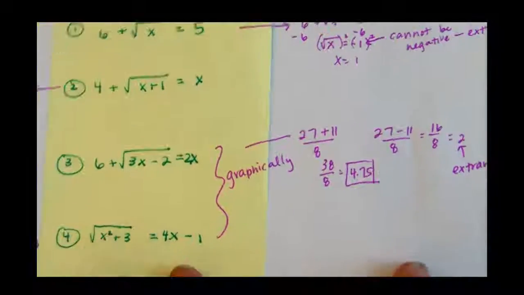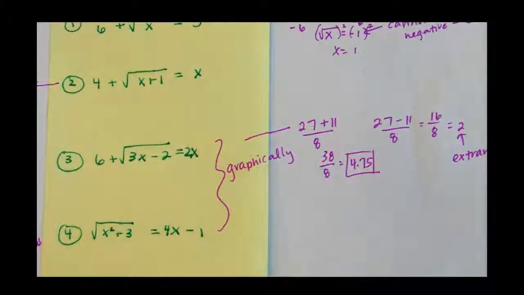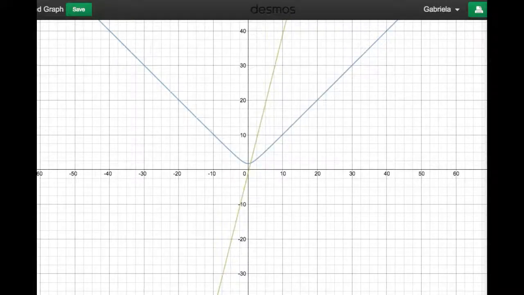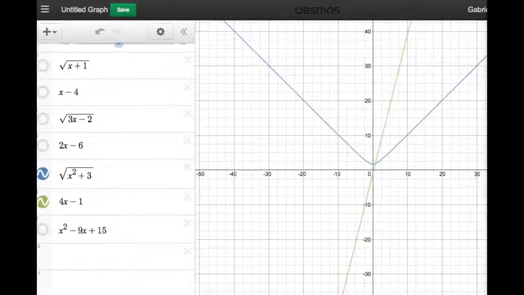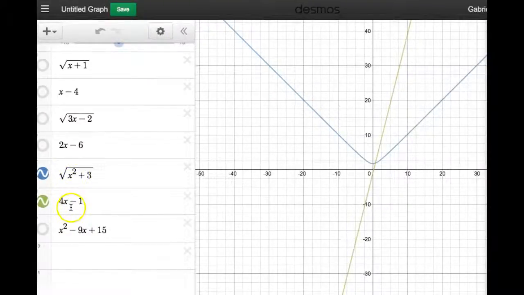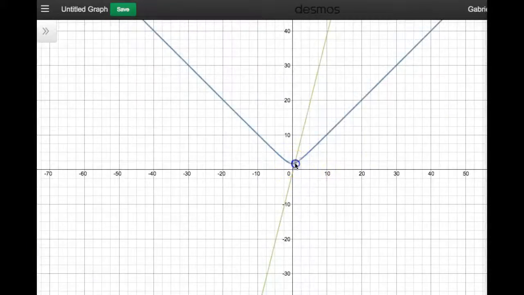Okay, let's go ahead and look at this last one graphically. Let's look for some solutions. If those two equations, the square root of x squared plus 3 and 4x minus 1, my two lines should look like this, and I've got an intersection point when x is equal to 0.72.